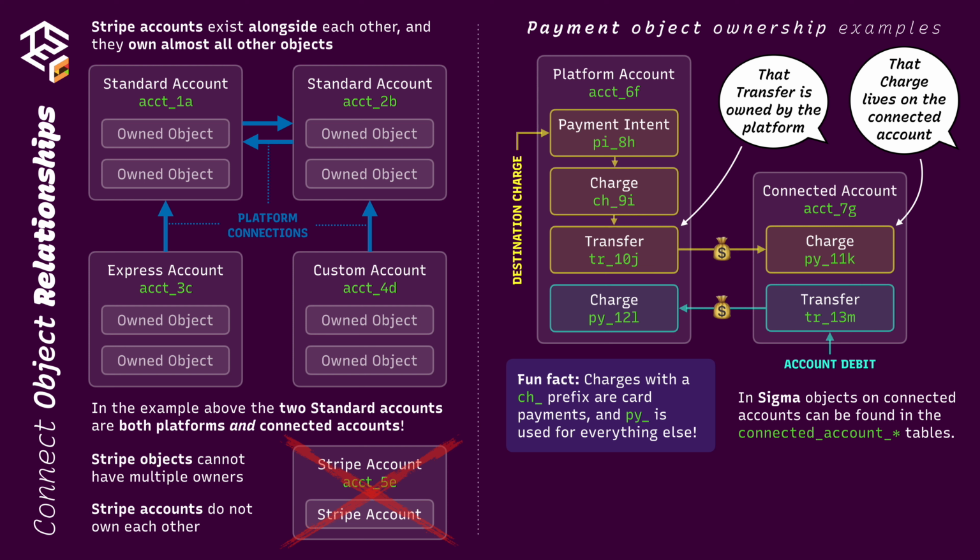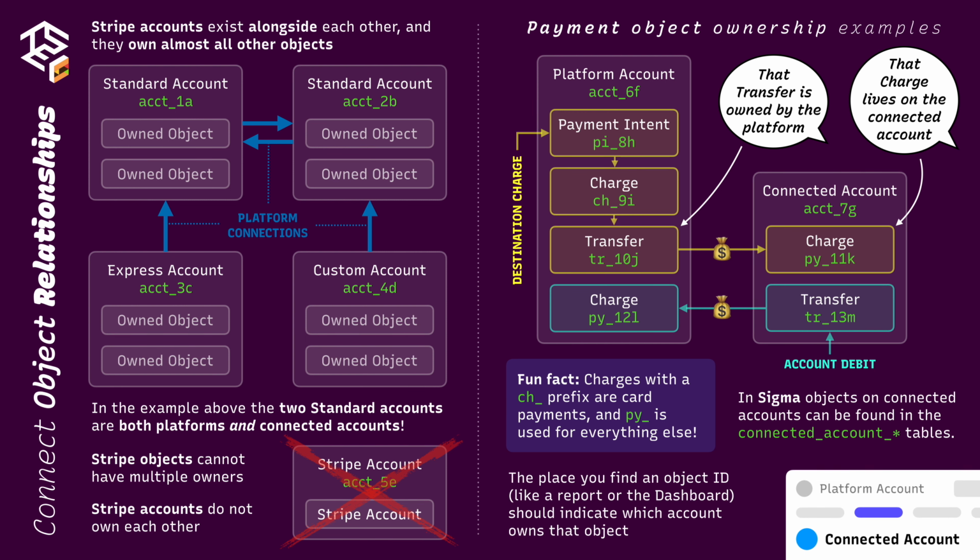So how can you tell where a given object lives? Usually the origin of the object will indicate which account owns it. If you're looking at something in the dashboard, for example, make sure you're looking at the object's detail page, and it should be clear at the top which account that object belongs to. If you got the ID from a Stripe report or Sigma, the specific report or table used should indicate where the object lives. If you got the object from the API, the API key and Stripe account header used will indicate which account it belongs to.